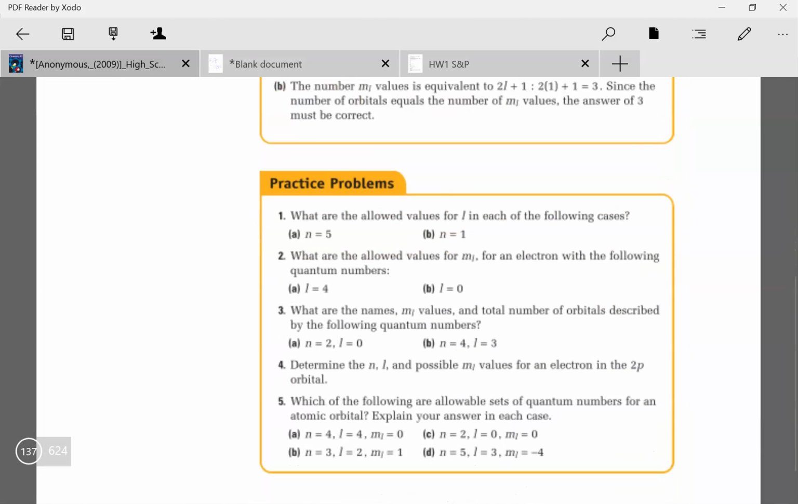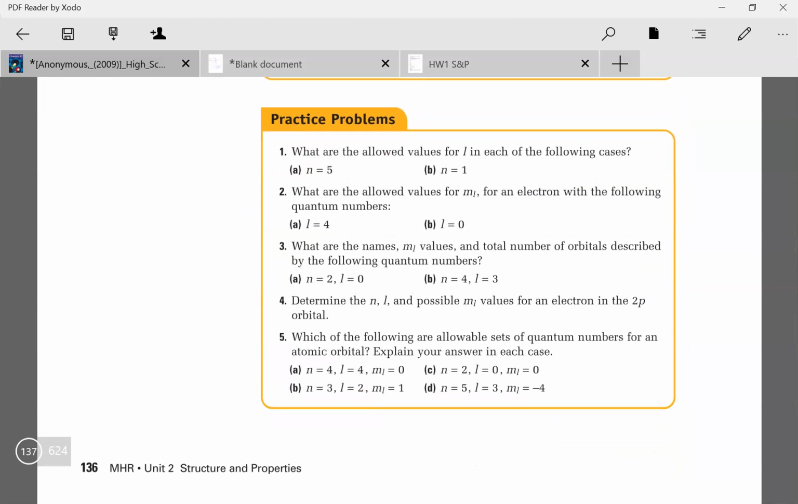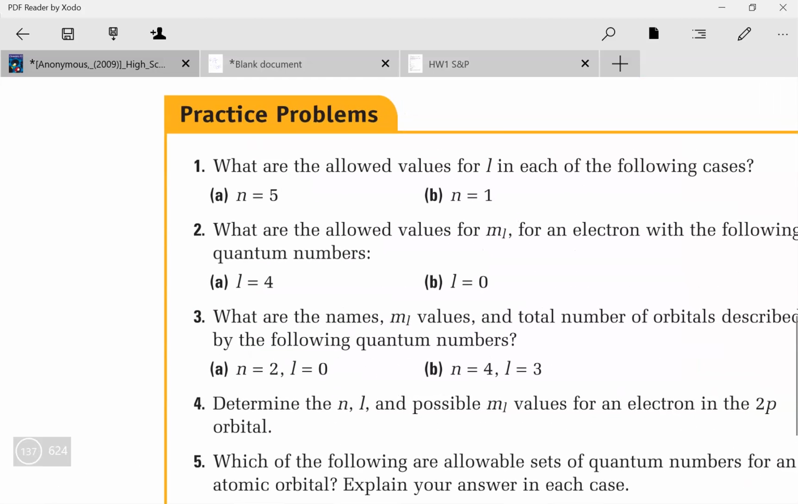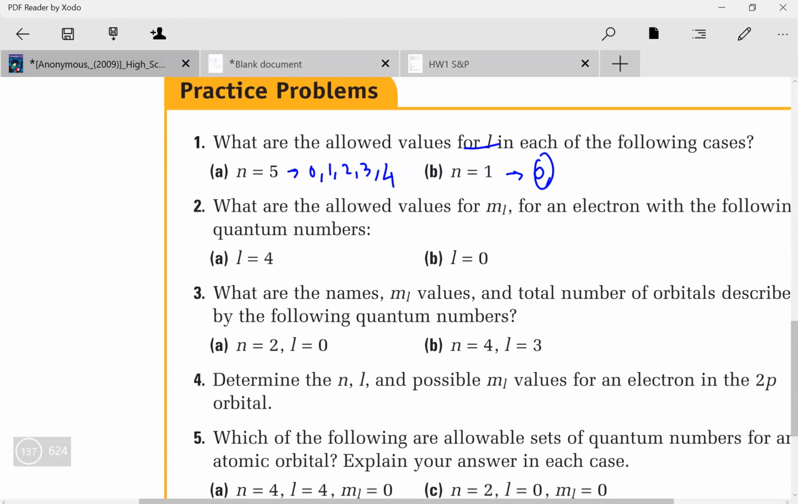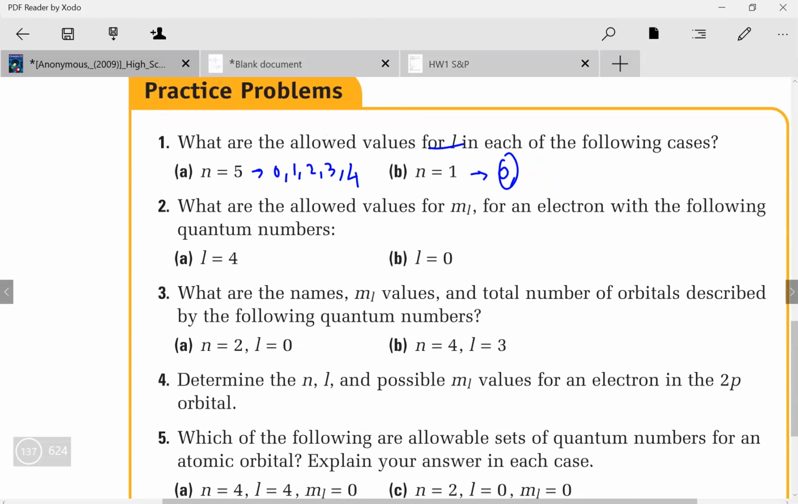Okay, so practice problems on page 136 is the first thing that we're doing. So what are the allowed values for L? We know the allowed values for L range from 0 to n minus 1, so the allowed values would be 0, 1, 2, 3, 4, and in this case it would just be 0. And 1 minus 1 is 0, so that's the only value. What are the allowed values for ml for an electron with the quantum number L equals 0? So we know that goes from -4, -3, -2, -1, 0, 1, 2, 3, 4. And for this one, it's just 0.